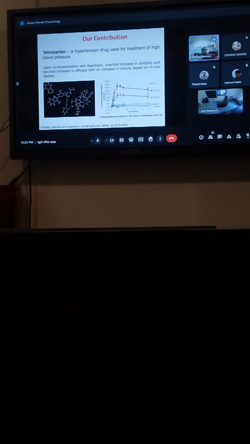One is telmisartan. It's a hypertension drug. I would say that probably 50% of people in India take this drug, Telma 80, Telma 40, telmisartan. So, in collaboration with Professor Chara and PU, what we have done is co-crystallize with saccharin, and we find that its solubility goes up 9-fold, while the efficacy goes up 2-fold, without increasing any toxicity, because saccharin is not a problem.